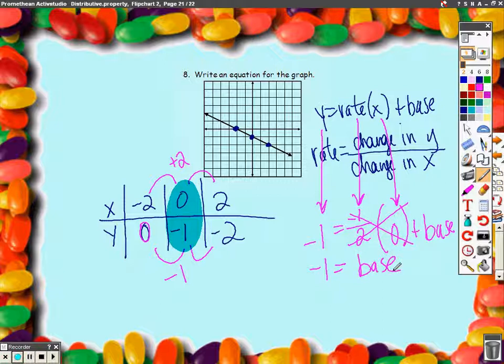So when I go back to plug things in my equation, y is equal to my rate, -1 over 2, x. I could say plus a -1. I'm just going to write 1. And there you go. You have it.